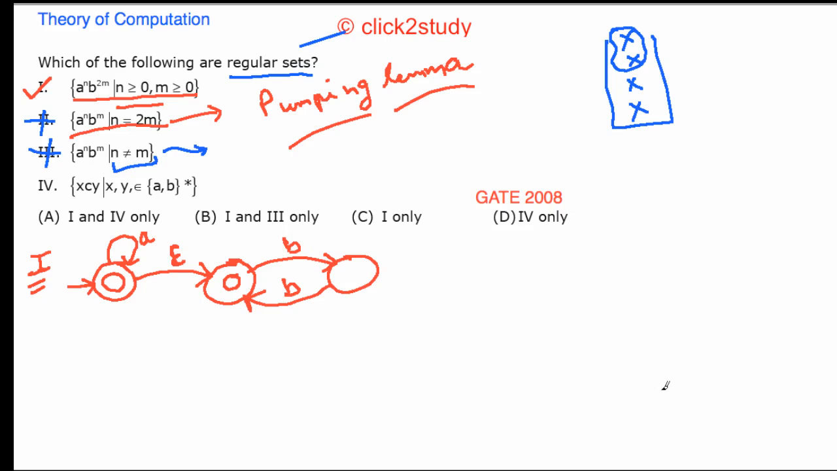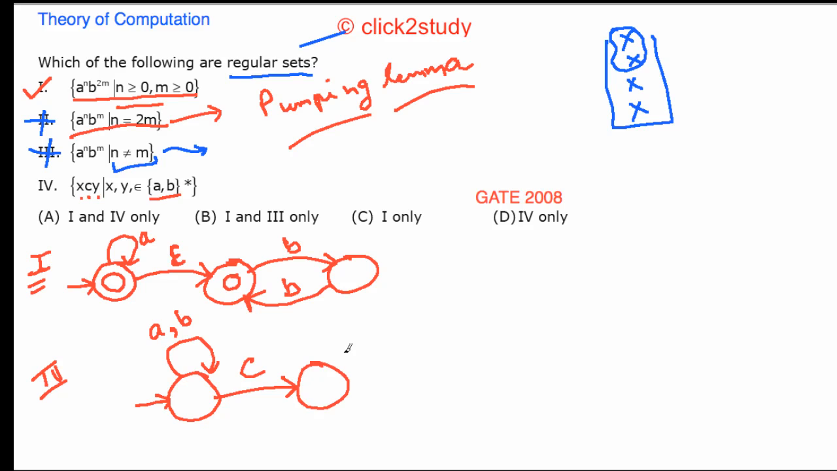What about the fourth one? It turns out that the fourth one can be done with a finite state machine. What you have is x, c, and some y, where x can be anything in {a,b}*. So you read as many a's and as many b's as you want, which takes care of {a,b}*. Then you read c and move to another state, and then you can read as many a's and as many b's and make this a final state. So this way you can do the fourth one.